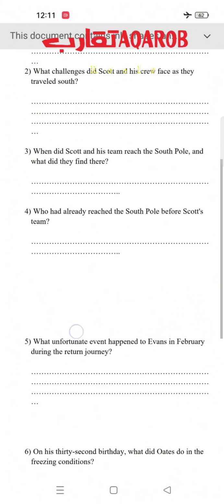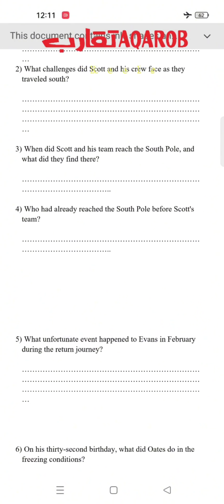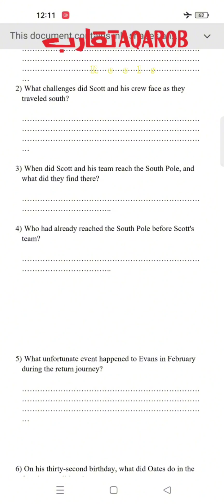Number 2. What challenges did Scott and his crew face as they traveled south? The answer is Scott and his crew faced awful conditions, with sledges, ponies, and even dogs struggling to cope.